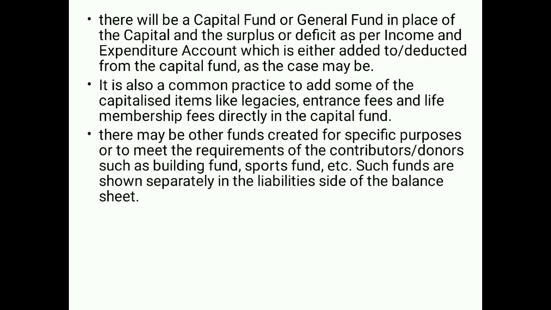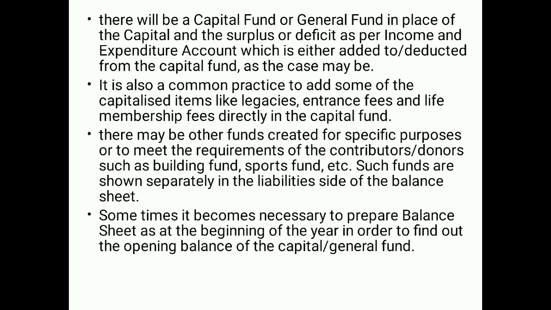Next, there may be other funds created for a specific purpose or to meet the requirements of contributors and donors, such as building fund, sports fund, etc. Such funds are shown separately on the liability side of the balance sheet. This is part of your adjustments, and I will discuss it later in the slides in the same video.